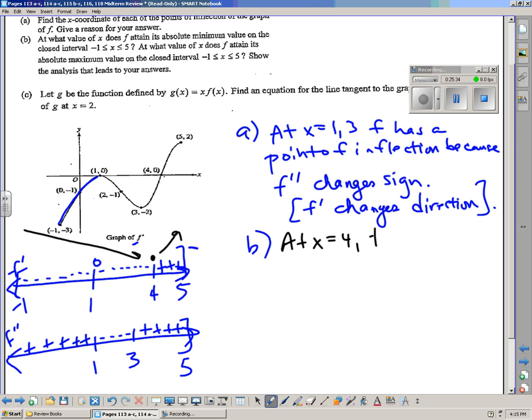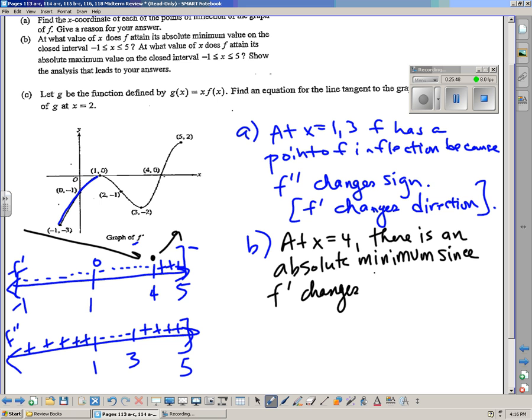At x equals 4, there is an absolute minimum since f prime changes from negative to positive only at x equals 4.